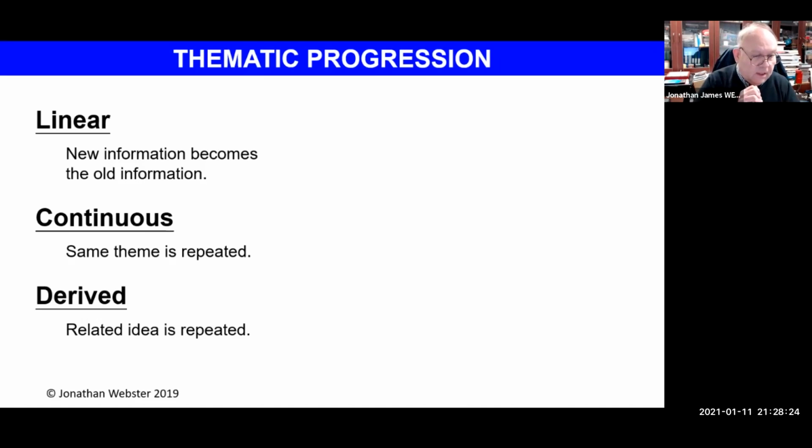All right, but what happens in the next clause, the next sentence? If I end with the new information and then use that new information as a way to begin the next sentence, this is linear thematic progression. How I end the sentence is how I begin the next one. Now that's a kind of information flow. Continuous is that I keep repeating the same thing again and again. Derived is maybe not repeating the same thing, but something related.